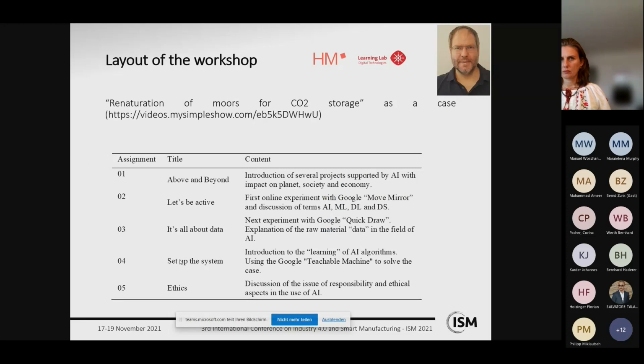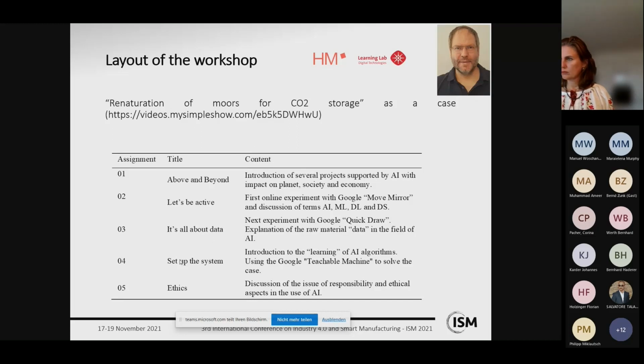Here are the 5 assignments they have to solve. First of all, it's basically an introduction, where they have several projects that are supported by artificial intelligence from different areas, from society, economy, also from astrophysics. So very different areas where you can use artificial intelligence, and it's mainly finding out about those projects, what kind of algorithms are used, what the results are, what can be done here with artificial intelligence.